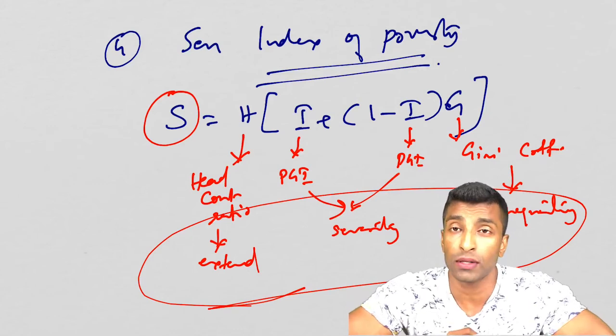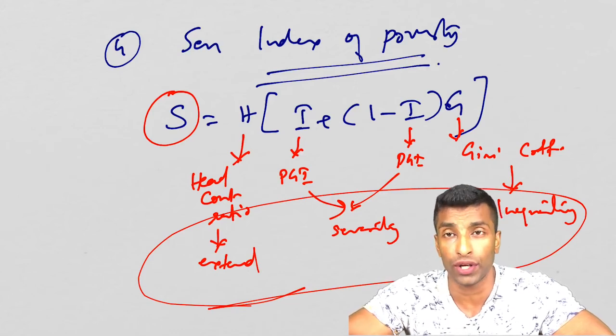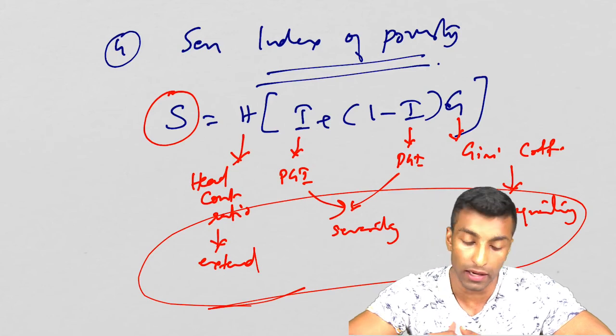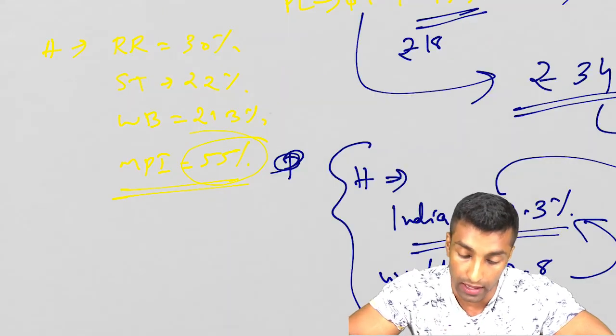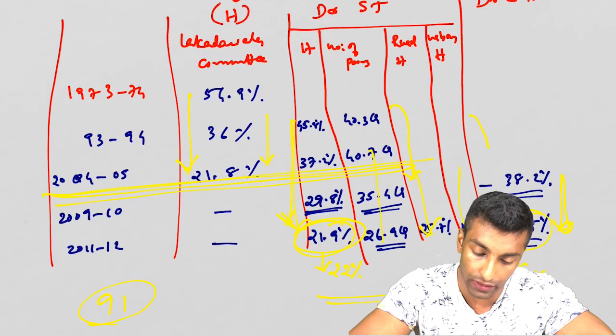So I hope you understood this. Forget about the formulas and everything. So this captures all the three. So this is one of the better measurements. It captures everything. It is similar to MPI, multidimensional poverty index. So this is what we started off with. Okay, just leave it.